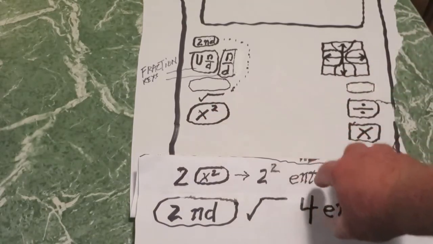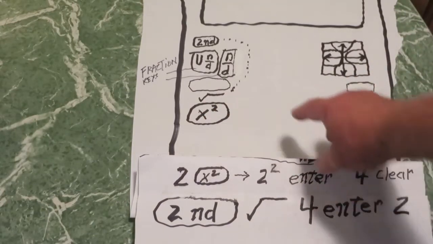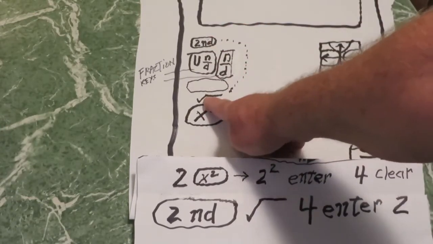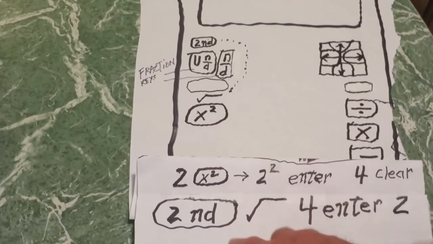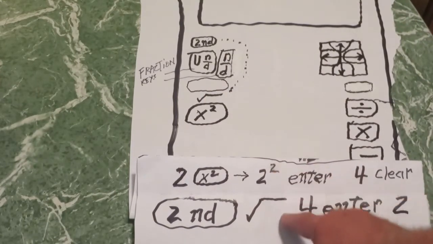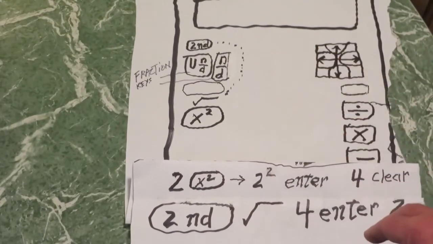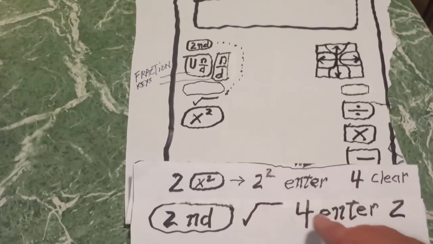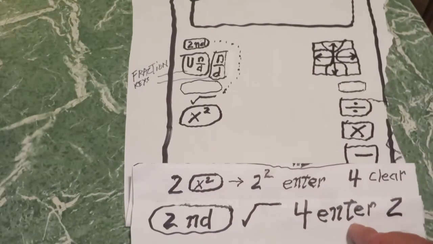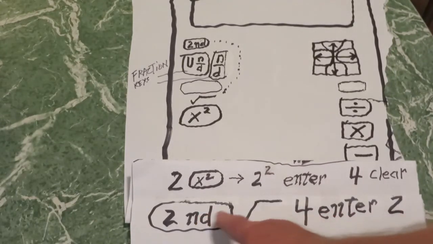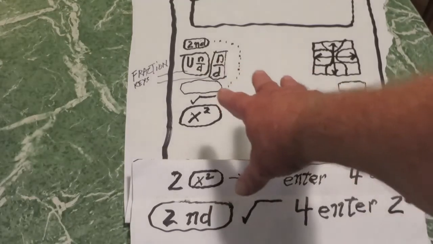So to get the square root of 4, hit the second button, then the x squared button, which functions as the square root, and we get the square root symbol. Then it'll be empty here, and we hit the number 4, and 4 appears in there. And then you can hit the enter button, and that will give you 2. So that's how we find the square root of 4 using the calculator.